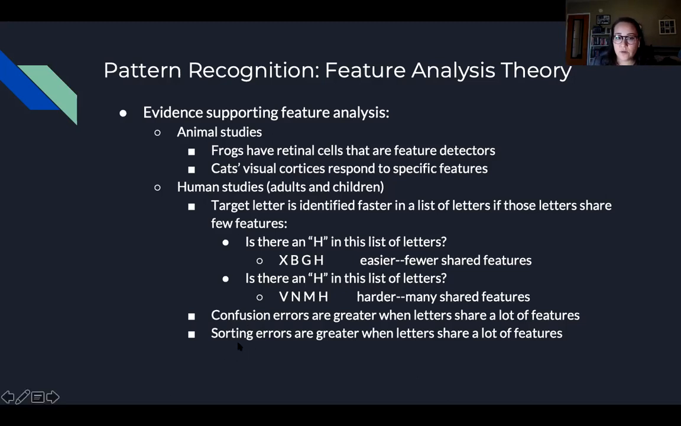And so also we realize that there are sorting errors that occur with higher frequency when letters share a lot of features. When subjects were asked to sort letters that are the same into groups, they were more likely to incorrectly sort the letters that shared features, like K's and X's, in comparison to letters that don't really share features, like B's and Z's.